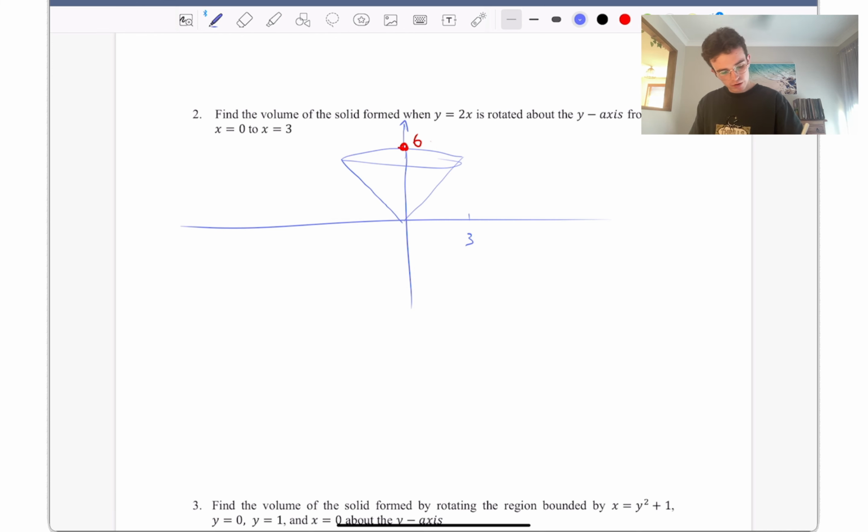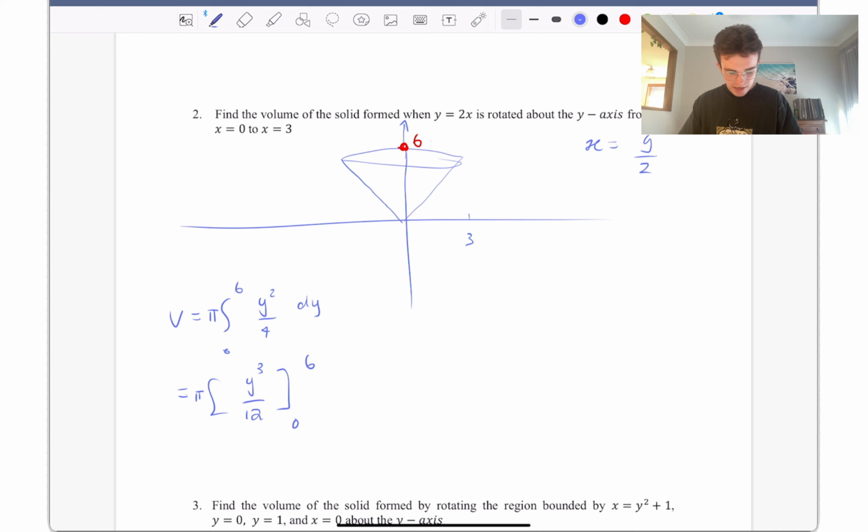So really we're going volume is equal to the integral from 0 to 6. Now x is y on 2, so x squared would be y squared on 4, dy. So the volume is equal to y cubed on 4 times 3, which is 12, from 0 to 6. Let me just check, I feel like I've done something wrong there. Yeah, that's what I got. We'll put a pi out here from 0 to 6. So we've got 6 to the power of 3 on 12, which I think is 18.